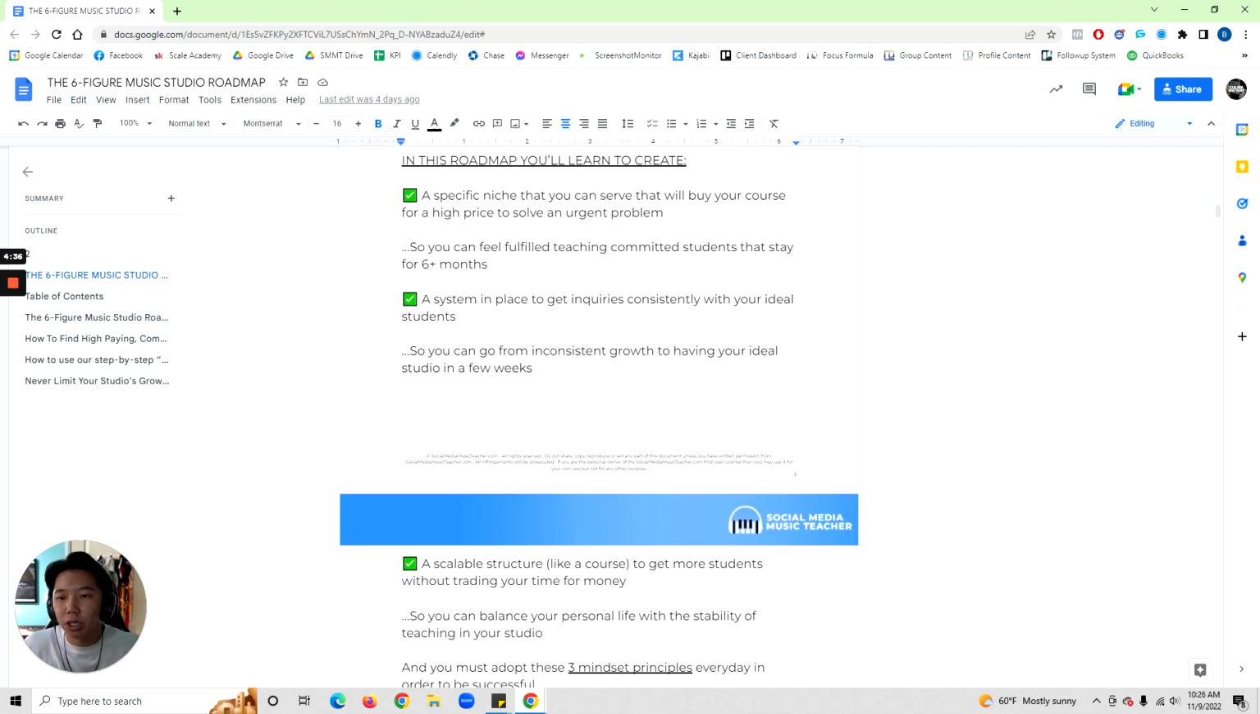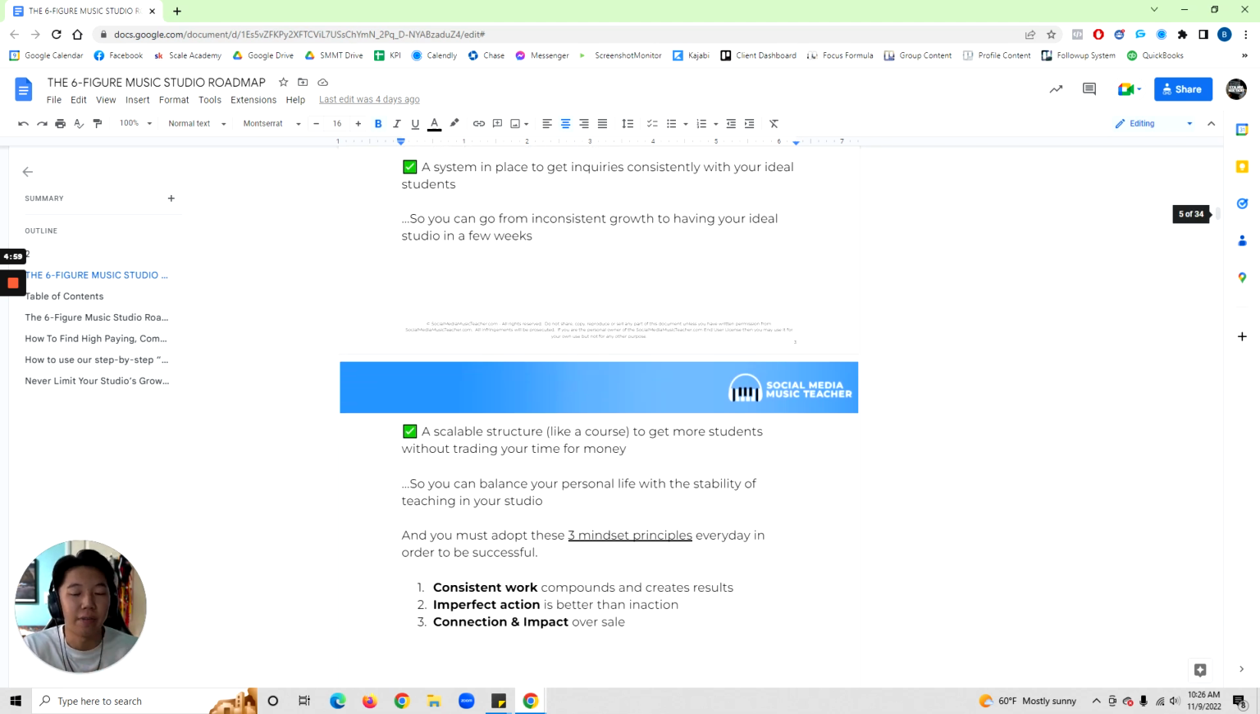So in this roadmap, we're going to learn a few things. I want you to learn to create a specific niche that you can serve, that will buy your course or your lessons for a high price to solve an urgent problem, so that you can feel fulfilled teaching committed students that stay for a long time. I also want you to have a system in place to get inquiries consistently with your ideal students, so that you can go from inconsistent growth to having your ideal students in just a few weeks.